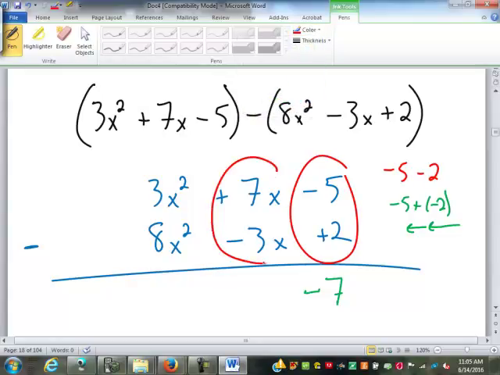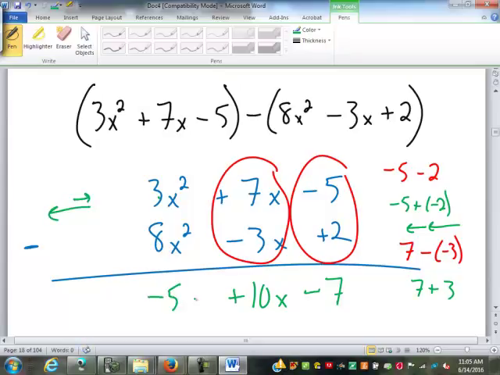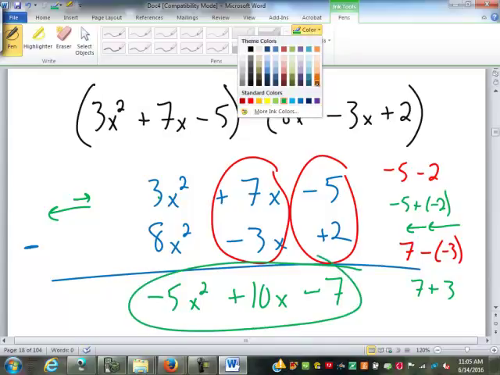Now this is a 7x minus a negative 3x. So 7 minus a negative 3 becomes 7 plus positive 3. We add the opposites. The opposite of negative 3 is positive 3. 7 plus 3 is 10. So this is 10x. It's a positive 10, so positive 10x. 3 minus 8, negative 5. 3 minus 8 is negative 5. X squared. Those are a little tough, aren't they?